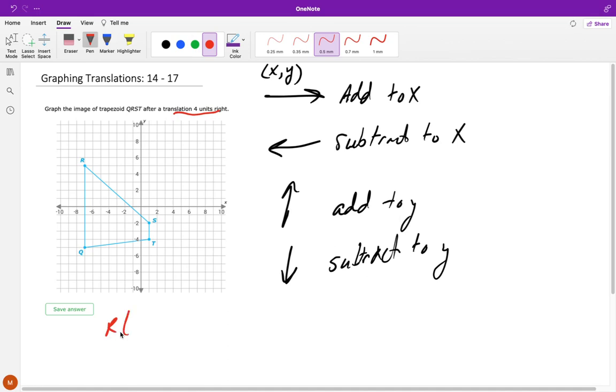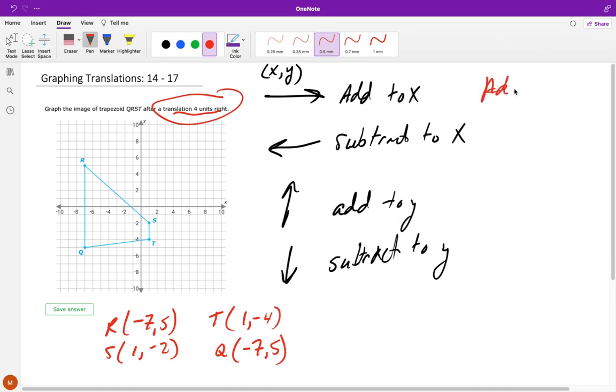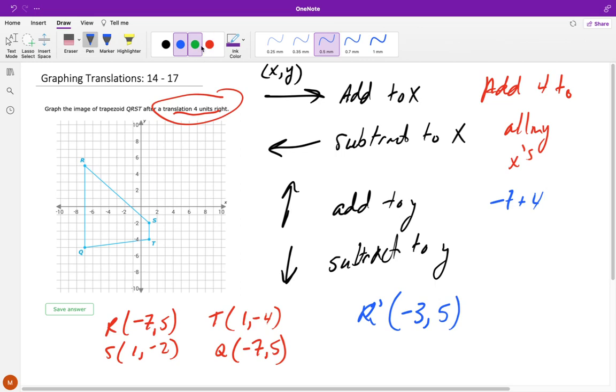So first I need to figure out all my points of x and y. R is negative 7, 5. S is 1, negative 2. T is 1, negative 4. And Q is negative 7, negative 5. If we are just sliding or translating 4 units to the right, I need to add 4 to all my x's. So my R prime is going to be negative 7 plus 4, which is negative 3. Since we're only moving to the right and not up or down, nothing is changing for my y.